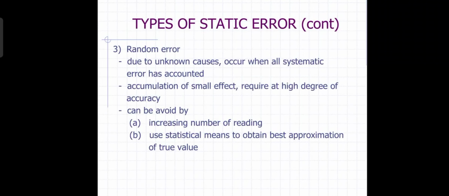This occurs due to unknown causes, or occurs when all the systematic errors have been accounted for. It leads to the accumulation of small effects and it requires a high degree of accuracy.